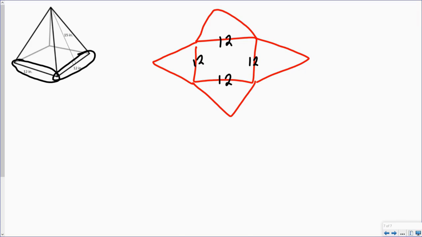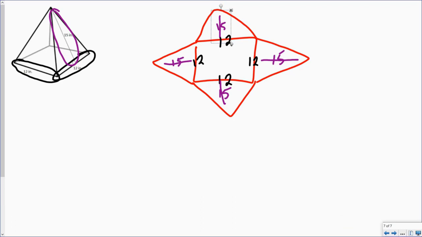And my height for my triangles is right here. And so the height of this one is 15. The height of this one is 15. The height of this one is 15. And the height of this one is 15. And I really don't need to know what the sides of my triangles measure because when I'm looking for area, I have all the information that I need. I just need my height and my base. So now let's use that information and calculate my surface area.